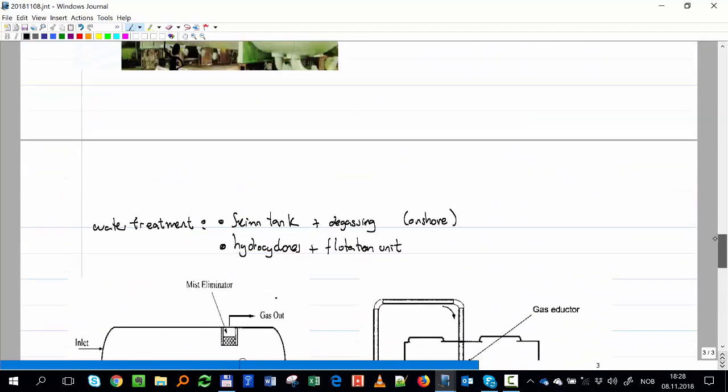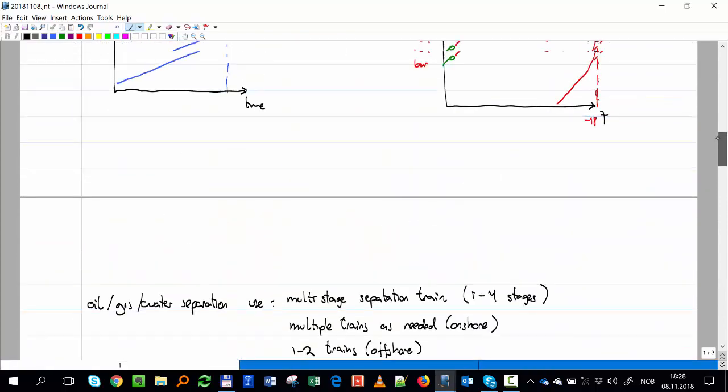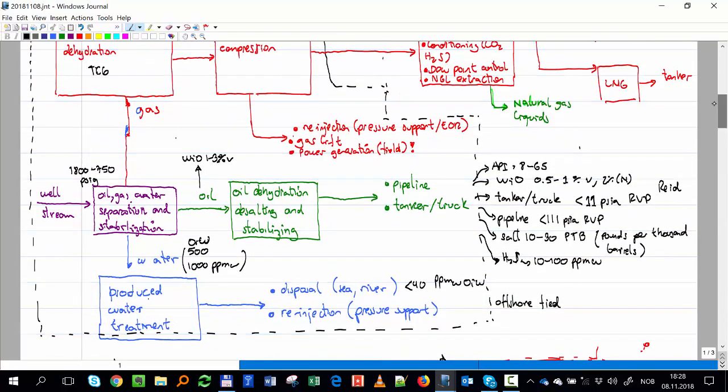The stabilization of the oil is not something we normally do offshore, but onshore we do it by heating. You have to heat the oil, like cook it for some time, such that all of these gases come out of solution.